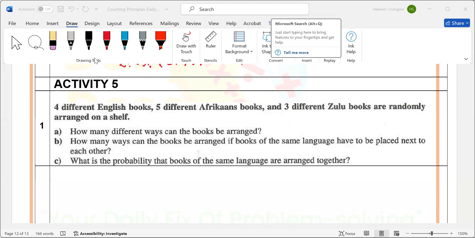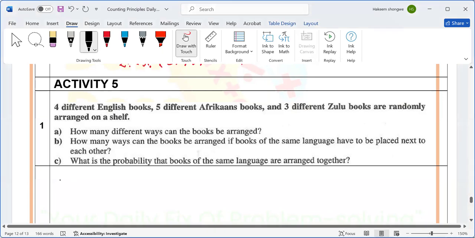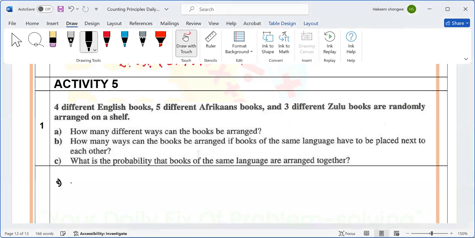Now, how many books do we have in total? We just count the number of books that we have. So it means we are going to be performing 12 tasks. So this is A. We have 1, 2, 3, 4, 5, 6, 7, 8, 9, 10, 11, 12. How many different ways can these books be arranged?